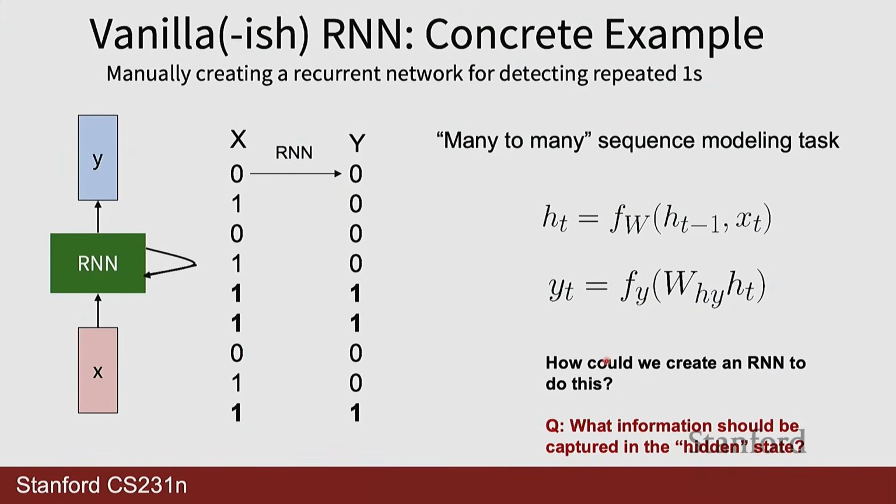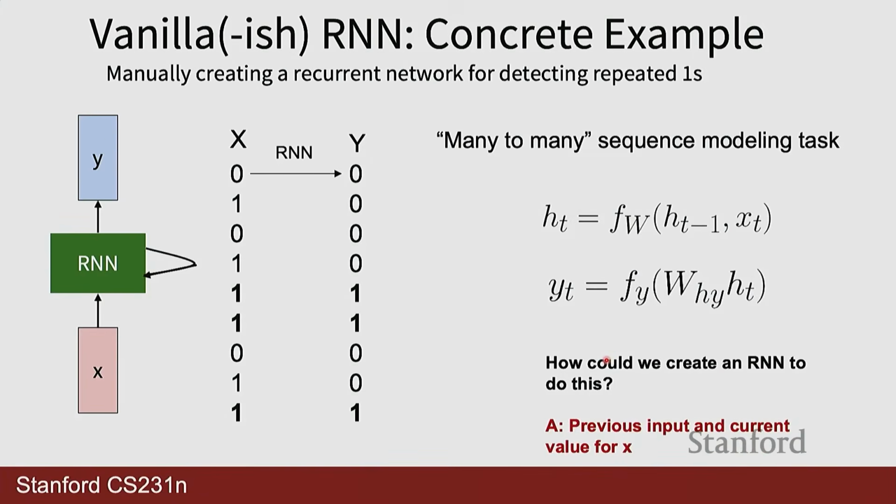We've been talking at a high level so far, but if you're trying to create an RNN to do this, what information should be captured in the hidden state? You have this internal state of your model. What information needs to be captured there in order to do this task? Yeah, the input to the previous time step, and if our output is only dependent on the hidden state, what else do we need to know? And the current time step. Yeah, exactly. So this is the information that we need to capture in our hidden state: the previous input and the current value for x, so 0 or 1.